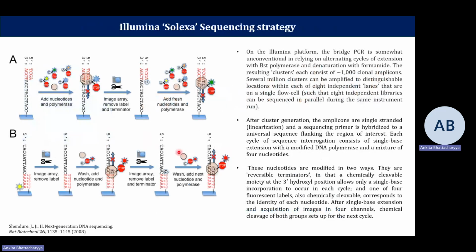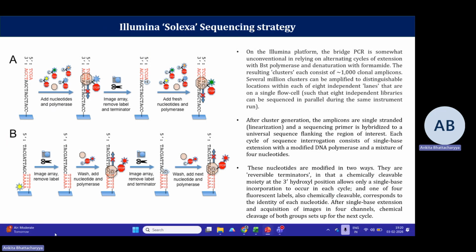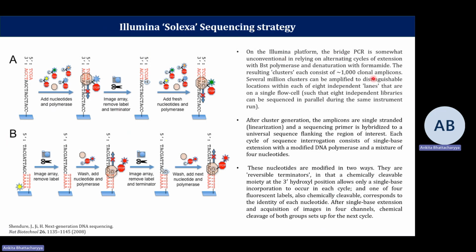So now what happens if we zoom in a little bit more into the sequencing reaction that's actually taking place? On the Illumina platform, the bridge PCR is quite unconventional in relying on alternating cycles of extension with BST polymerase and denaturation with formamide. So let's focus a little bit here. The clusters that you get consist of approximately 1,000 clonal amplicons, which can be amplified at certain locations within each of the 8 independent lanes present on a flow cell.